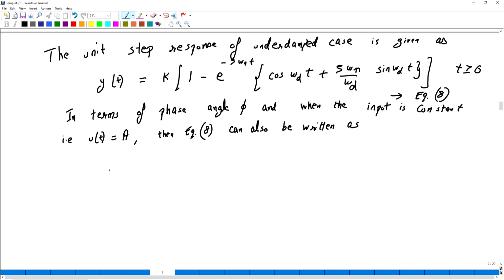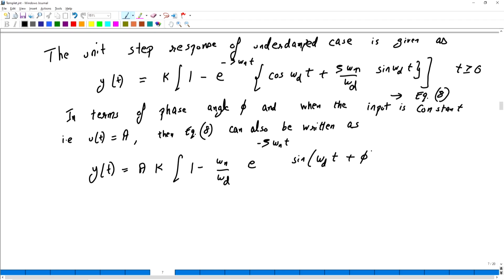in terms of phase angle, y of t equals a into k times 1 minus omega n by omega d, e power minus zeta omega n t, sin of omega d t plus phi, for t greater than or equal to 0. Let us represent this equation by equation number 9.